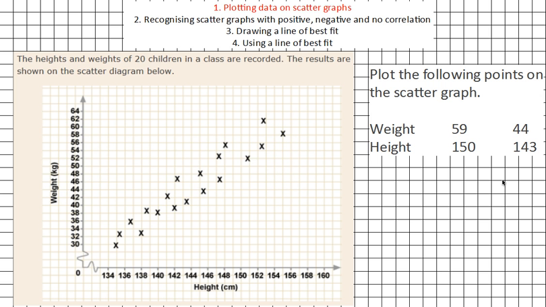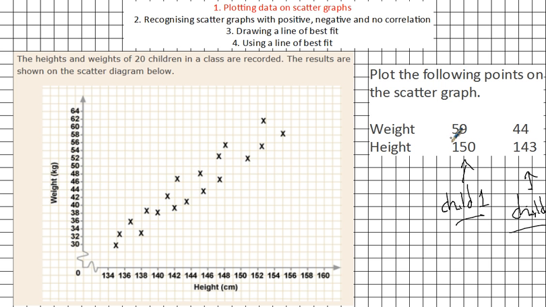So we've got two extra pieces of information here. We've been asked to plot the following points on the scatter graph. So the weight is, we have 59 and 44, and the height we have is 150 and 143. So these two obviously represent another child. So I'll call that child 1. And this set of data represents another child, child 2.